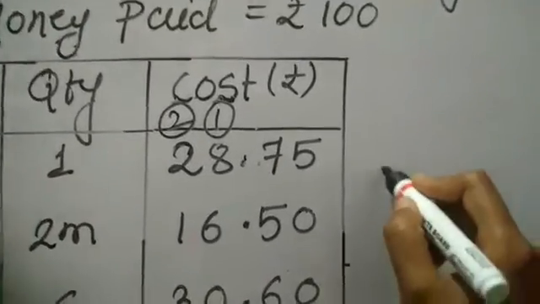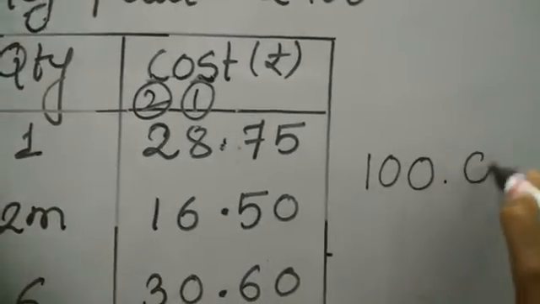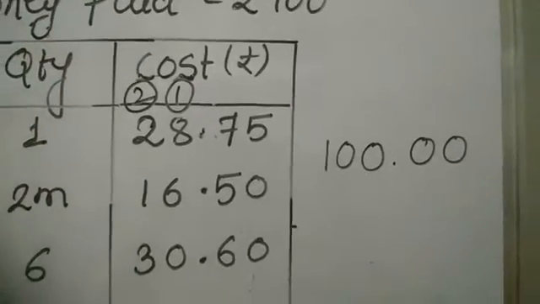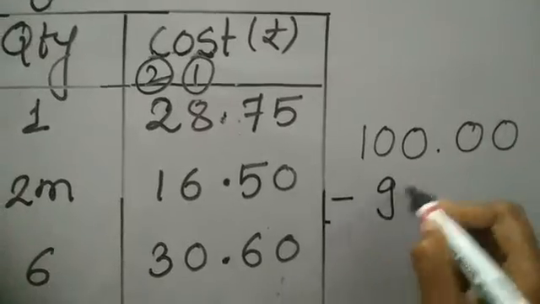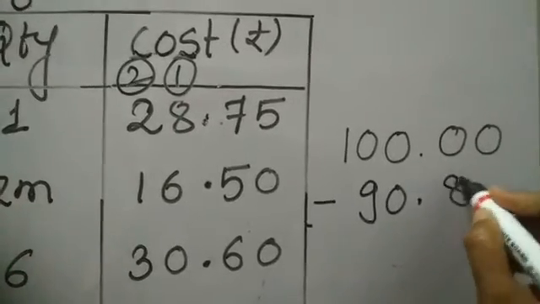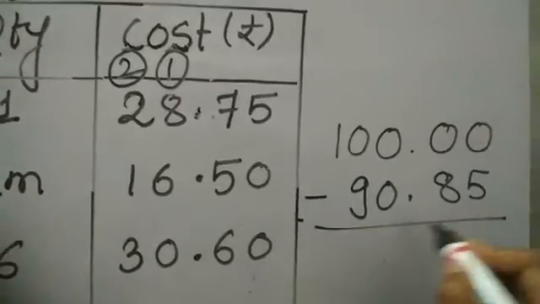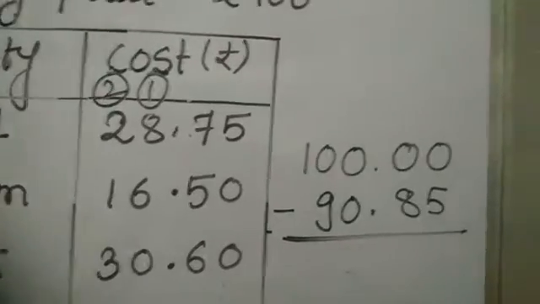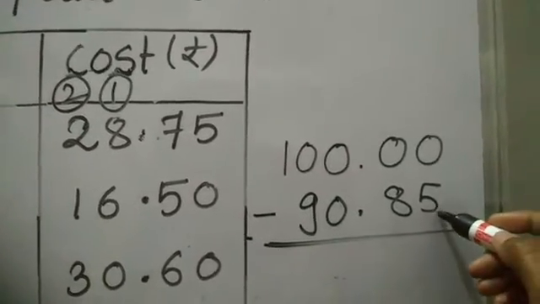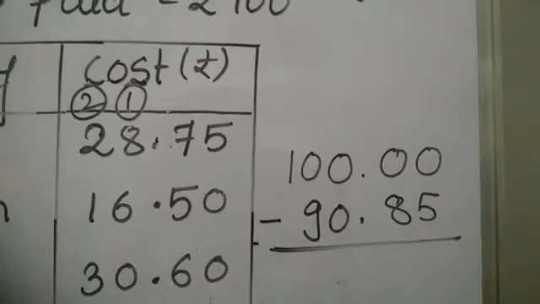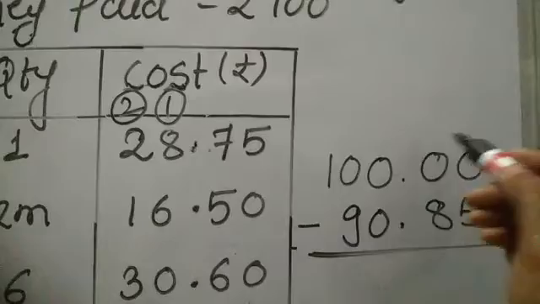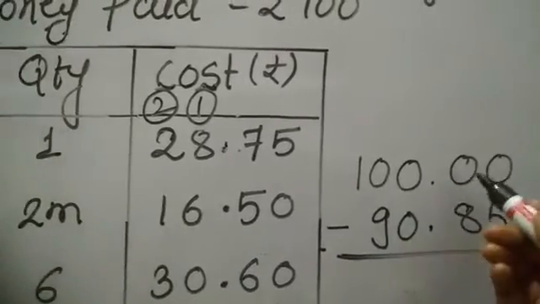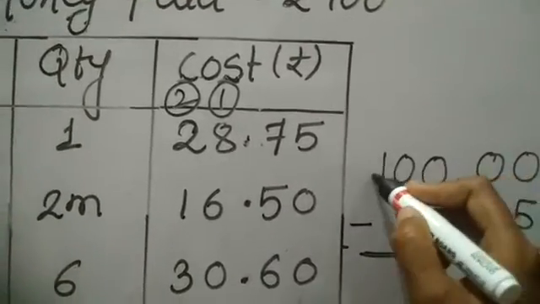See, the amount paid is 100 rupees. 100 rupees means we can write 100.00, that is 100 rupees 0 paise. And from this amount, now I am going to subtract 90 rupees 85 paise, which is the total of our bill, right? Now see here, we cannot subtract 5 from 0 as 0 is smaller than 5. So we need to take borrow from the previous digit. But the previous digit of the 0 is again 0. This one is again 0. So we need to take borrow from 10.